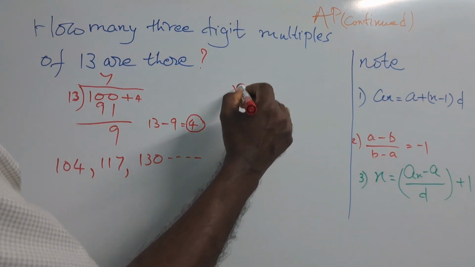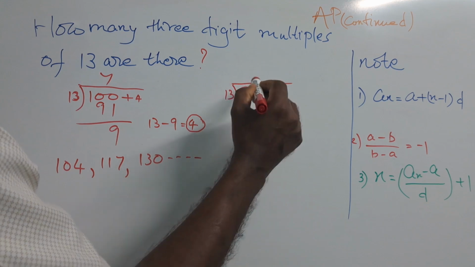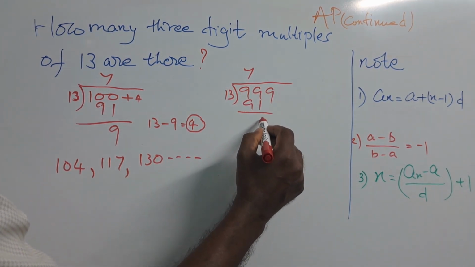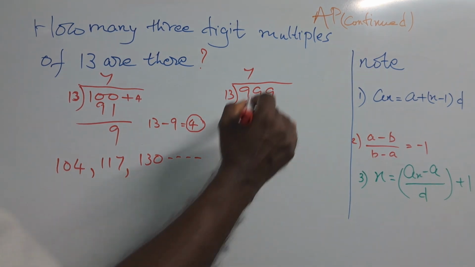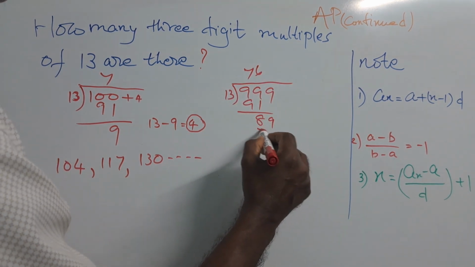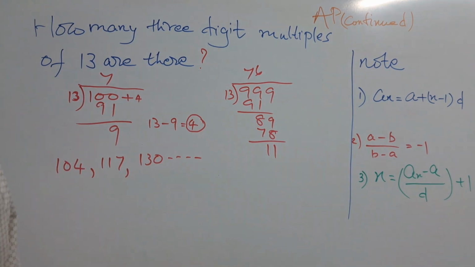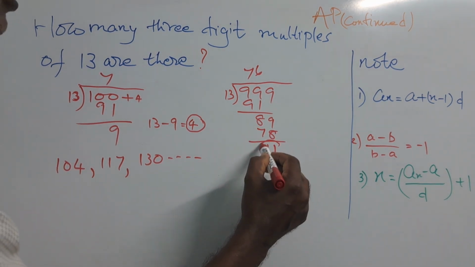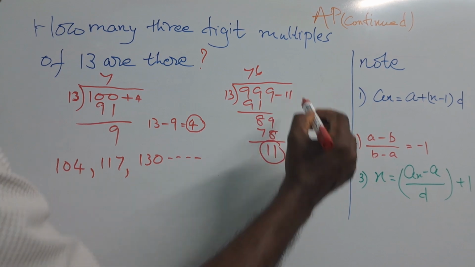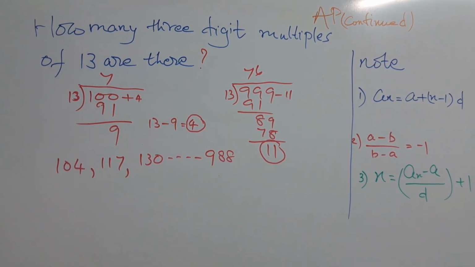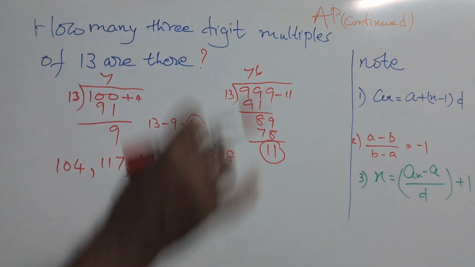Now divide 999 by 13. 7 times 13 is 91. We have 89. 6 times 13 is 78. The remainder is 11. Now subtract this remainder 11 from this number, and we have 988 as the last three-digit number which is a multiple of 13.